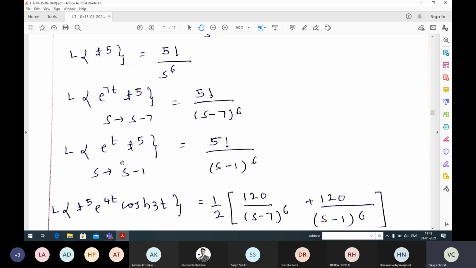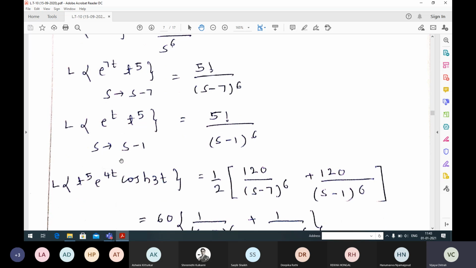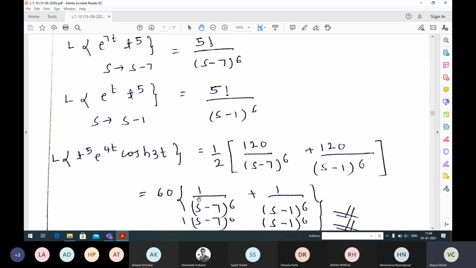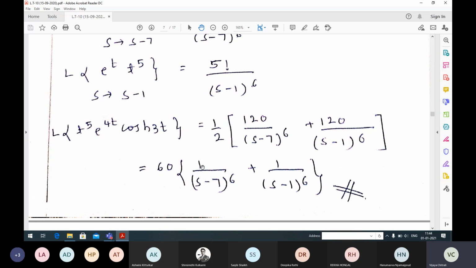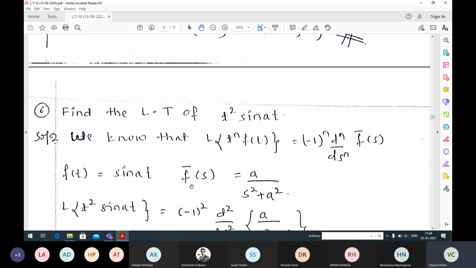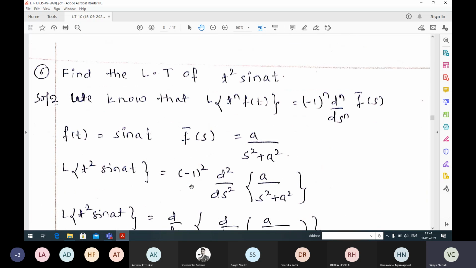Now substitute this in equation 1. 1 by 2 into bracket 5 factorial, which means 120, divided by s minus 7 raised to 6, plus 120 divided by s minus 1 raised to 6, right? Take this 120 outside because 120 is common for both the terms. 120 divided by 2, 2 sixes are 12, so you'll get 60 into 1 divided by s minus 7 raised to 6 plus 1 divided by s minus 1 raised to 6. So this will be the required answer, right?